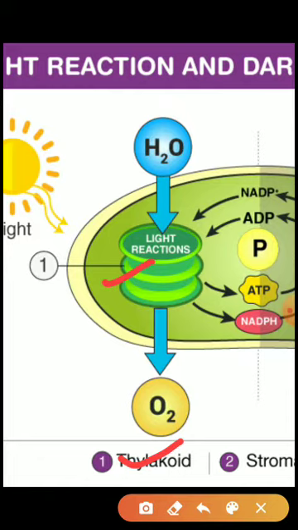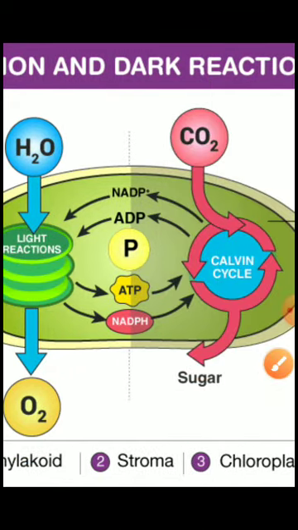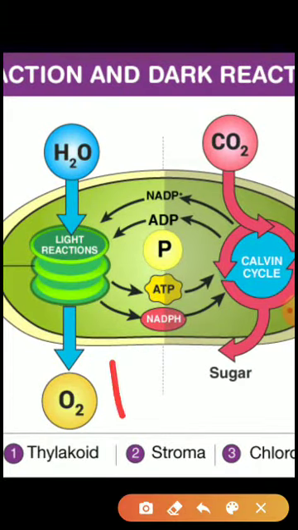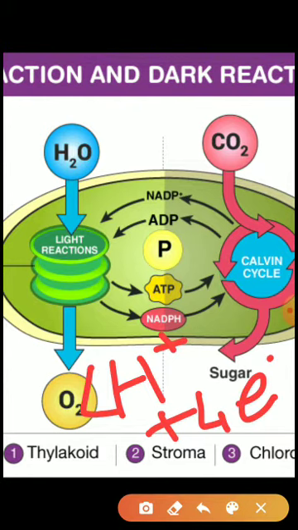What happens in light reaction? Light reaction is the photolysis of water, that is in the presence of light, water gets disintegrated and oxygen will be produced, which results in the production of hydrogen ion, and this hydrogen ion plus 4e gets combined with the NADP. As a result, NADPH forms.